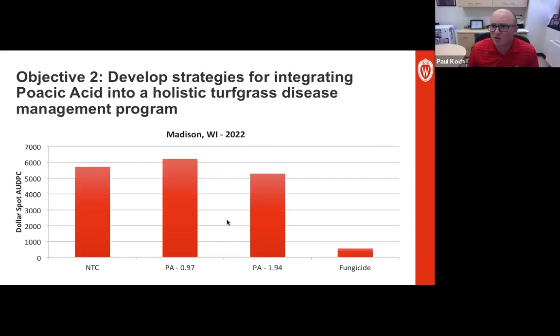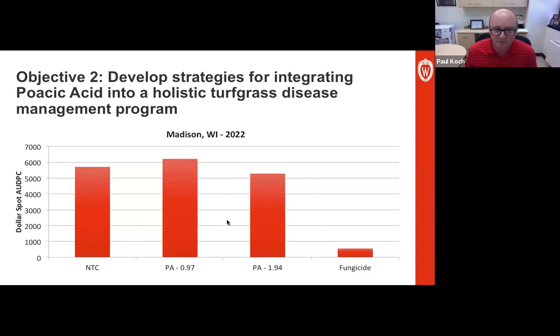So I'm going to show you some results here. We haven't done a lot of statistical analysis on these results. These are all from last summer, 2022. On the x-axis is a few targeted treatments that I brought out. We have 26 overall treatments in this particular objective 2 project, but I'm not going to go through all 26 of those treatments.